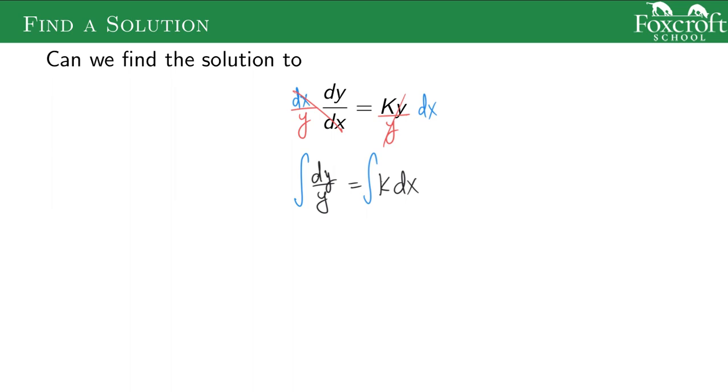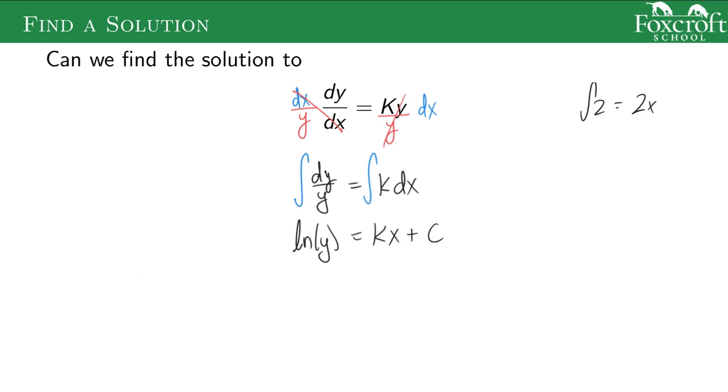integral of both sides. On the left-hand side, I'm taking the integral of 1 over y. This is one of our special integrals. This turns into the natural log of y. That's just one of our antiderivatives. The antiderivative of k is just a constant. So if this was like the integral of 2, that turns into 2x. So this is going to turn into kx. We can't forget when we do these, we do a plus c. Technically, you have a plus c on both sides, but you can just move it over to be a single c on the right-hand side.